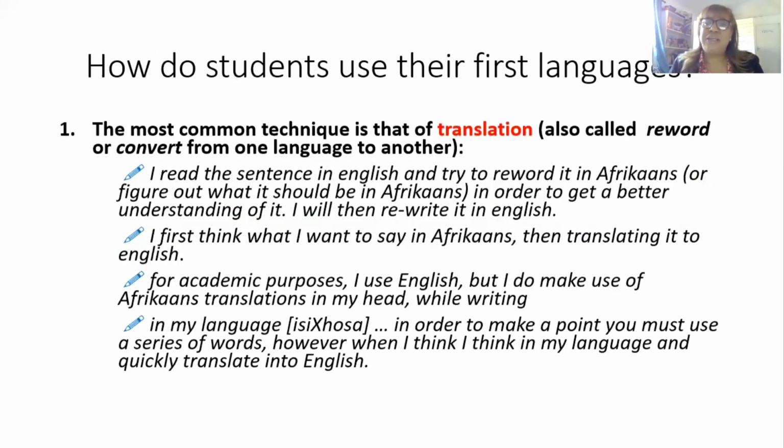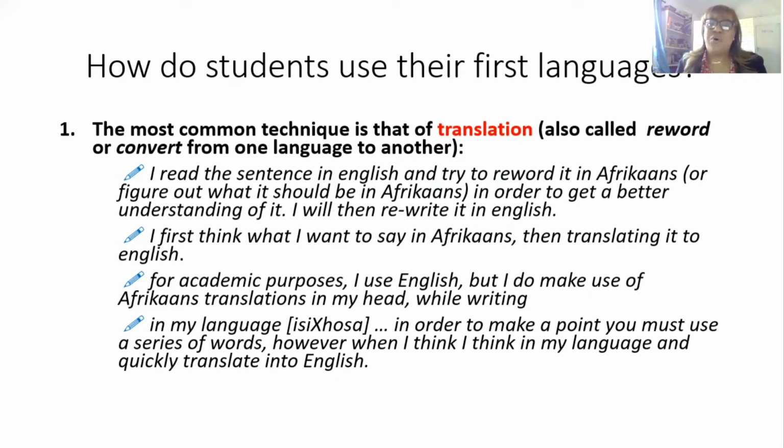And so these are some of the responses of the students when asked the second part of that question, how do you use your first language or how do you use your home language when you are writing? So the most common technique is that of translation, also called reword or convert from one language to another. So some of the responses from the students were, I read the sentence in English and try to reword it in Afrikaans, or figure out what it should be in Afrikaans in order to get a better understanding of it. I will then rewrite it in English. Okay, so it's quite a tiresome process.